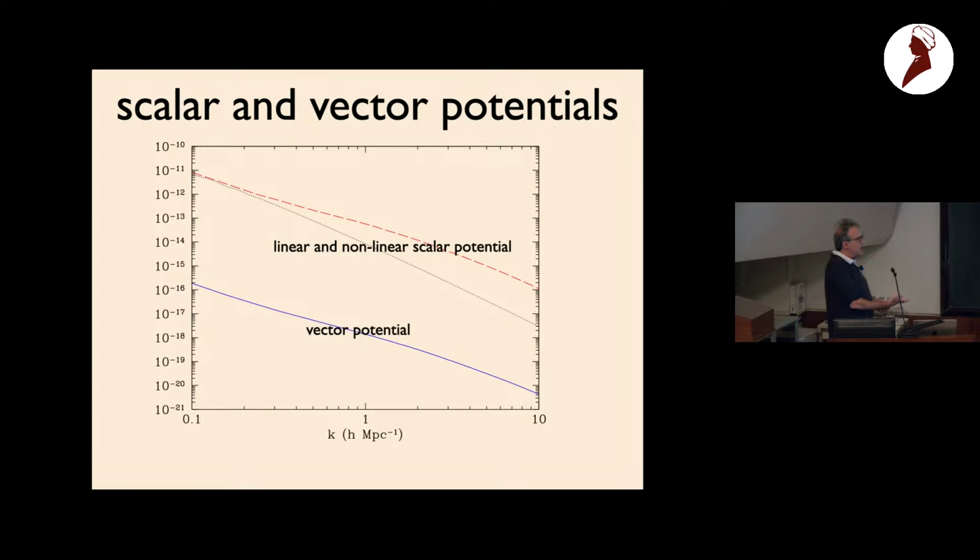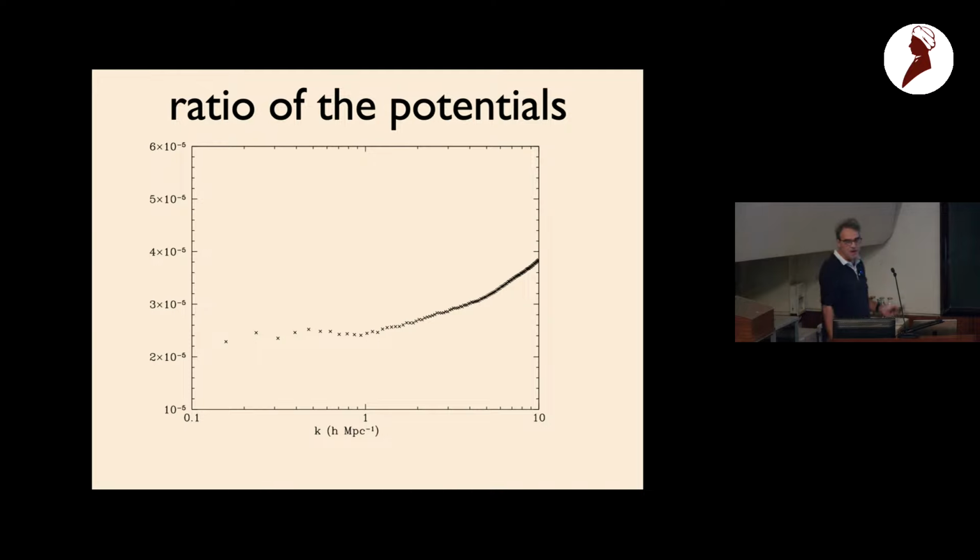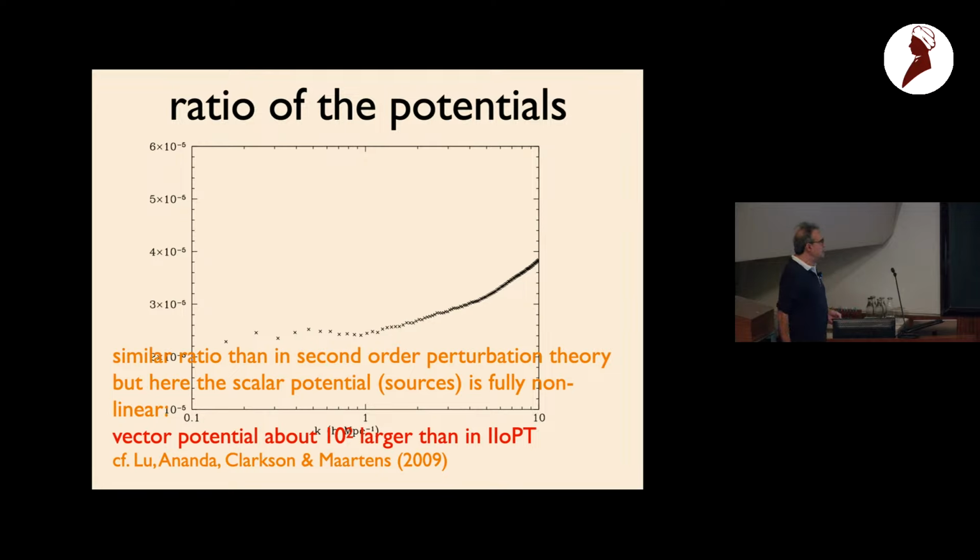Then we can extract this vector potential from the simulations. This was using a pure Newtonian simulation, and you get this vector potential, which is of the order 10 to the minus 5 of the scalar potential in terms of power spectrum. Okay, so the ratio of the potentials is of the order 10 to the minus 5 in terms of the power spectrum. Okay. So an important point to make is this.